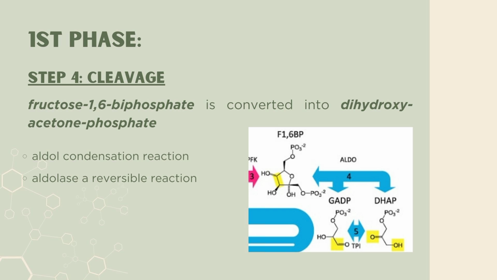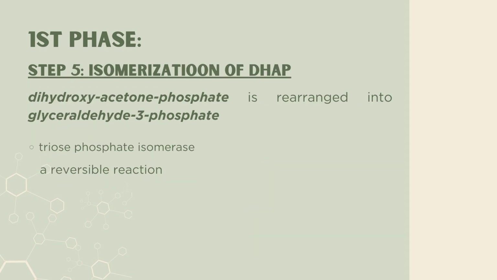With such being indicated, the reaction is catalyzed by the enzyme aldolase, which is used to catalyze the reversible aldol condensation reaction. In step 5, this is the last step of the investment phase. The dihydroxyacetone phosphate from the previous step is converted into glyceraldehyde 3-phosphate. This is a reversible reaction.